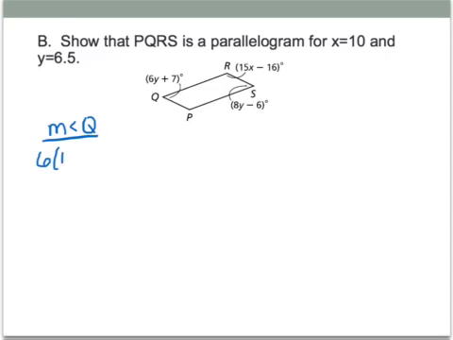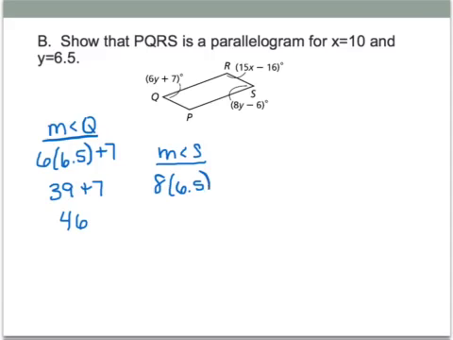So I do 6 times 6.5 plus 7. Well, 6.5 times 6, let's say that would be 36, 39, plus 7. So I get 46. Now let's do the measure of angle S. So I have 8 times 6½ minus 6. 6½ times 8 is 52. And 52 minus 6 is 46. So yes, we do see that the opposite angles Q and S are congruent.